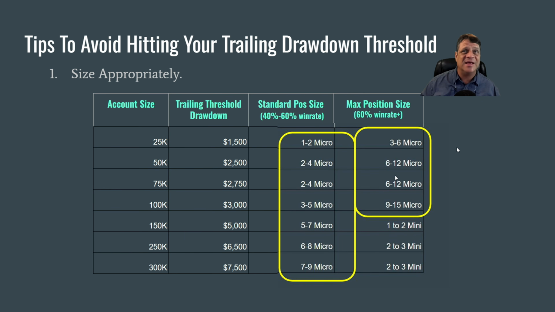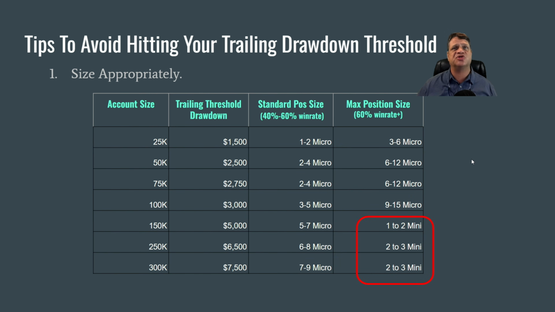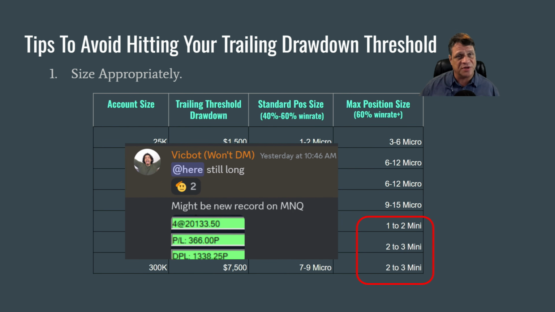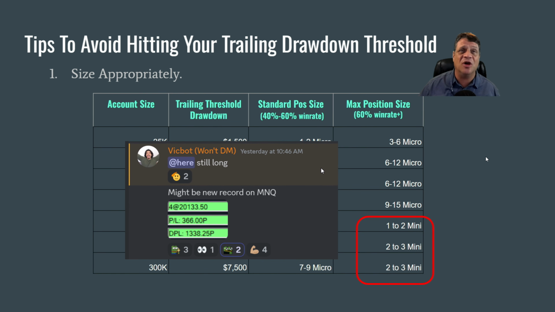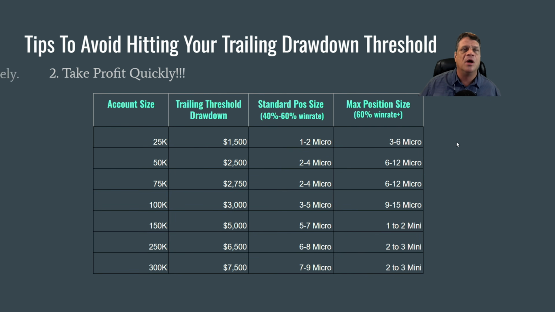So the safer bet is to stay small and use the recommendations that I've outlined in the third column and stick with the standard position sizes. The maximum position sizes are only for traders who have a proven strategy and are comfortable trading it with increased leverage. If that's you, great! You probably didn't need to watch this video in the first place, but the majority of people are better off staying small and properly managing risk if they are uncertain about their strategy or if they're newer to trading in general. Number 2, take profit quickly.